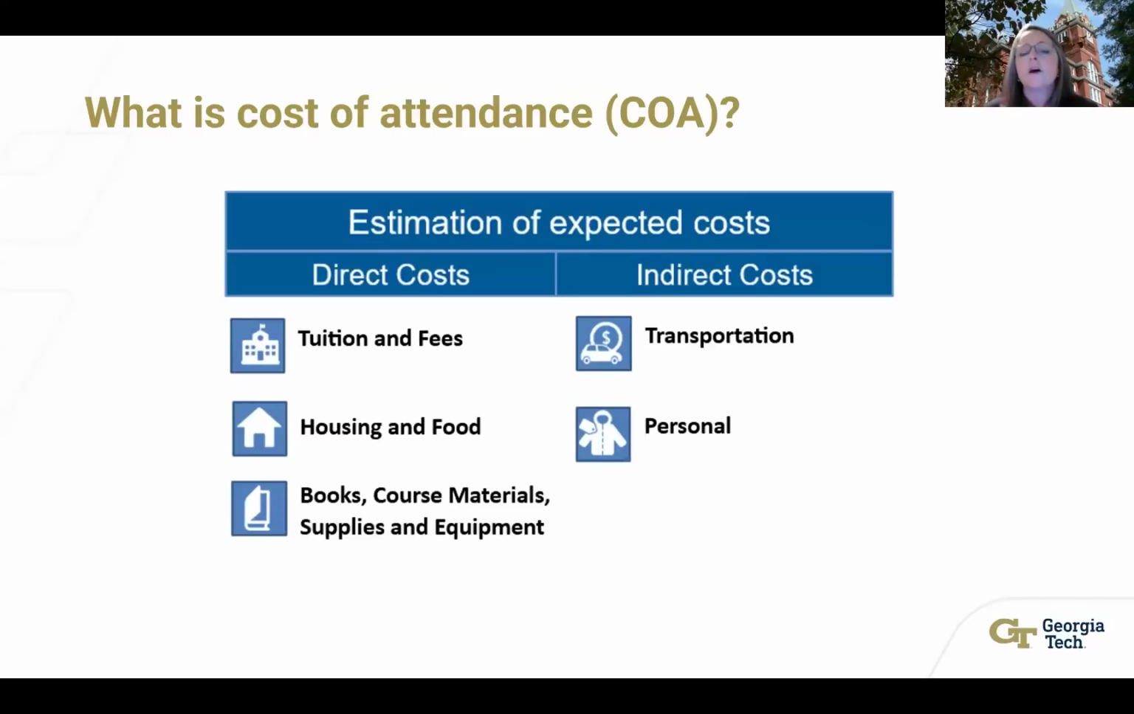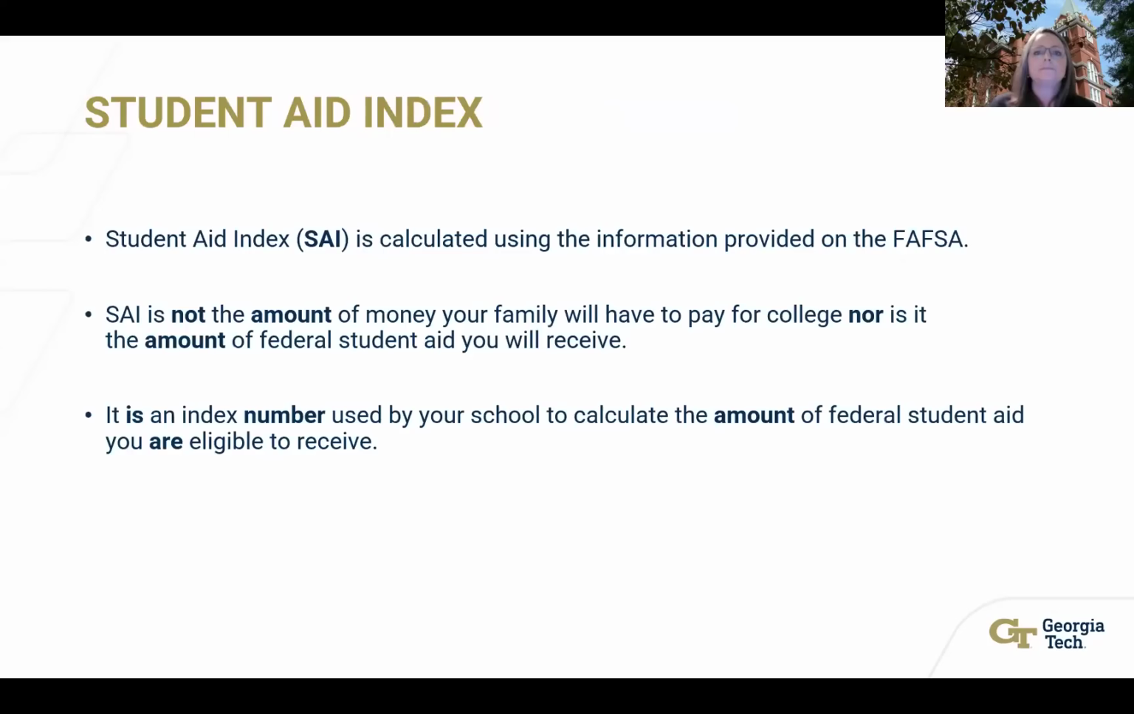Indirect costs are transportation, getting to and from the campus or getting to and from home if you're living on campus. And then also personal or miscellaneous expenses, those other expenses that you're going to encounter, like being able to purchase clothing, being able to do laundry, because that's also important when you get to college. So remember that there are direct costs and then there are indirect costs when we're talking about the total costs of attendance.